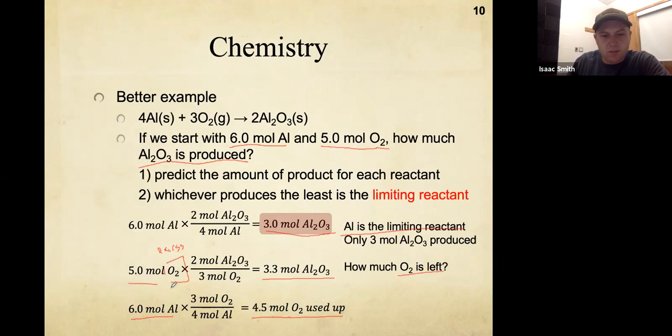And we know we started with 5 moles of oxygen. So we take the 5 that we start with, subtract the 4.5 that's used when all the aluminum reacts, and we're left with 0.5 moles of O2 left over.